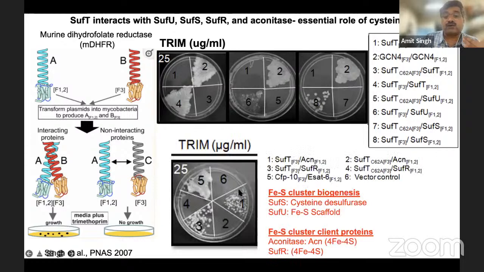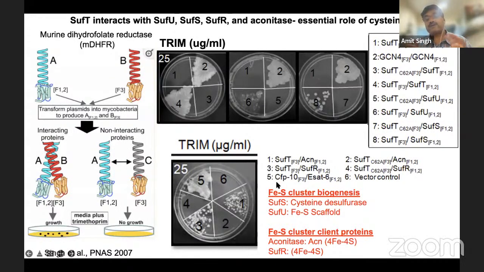We also figured out that SUFT is interacting with client proteins. For example, we have taken SUFR and aconitase. Both are 4 iron 4 sulfur cluster proteins. And here also, in this panel one, SUFT is interacting with aconitase. This interaction is also dependent on the presence of cysteine in SUFT. If you replace the cysteine with alanine, you don't see any interaction. The same happens with the SUFT and SUFR interaction. There is a strong interaction which is lost when cysteine is not there.